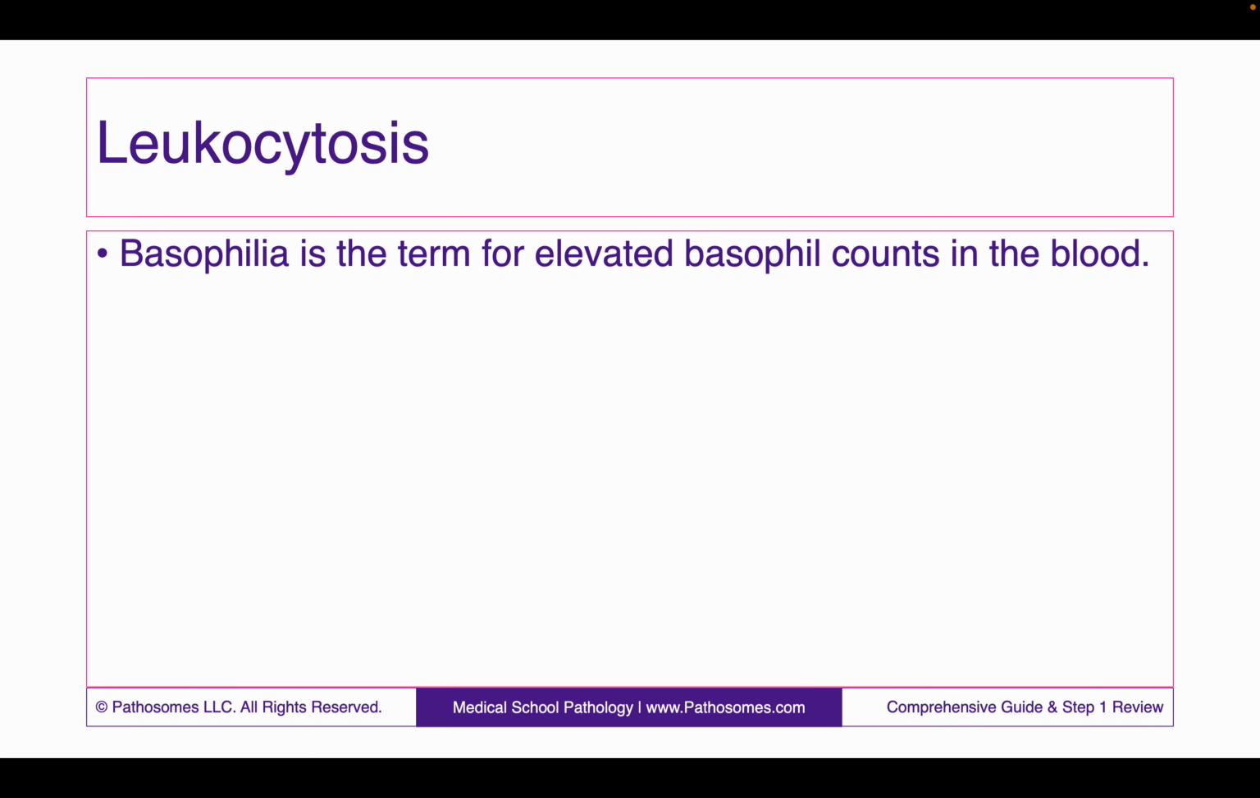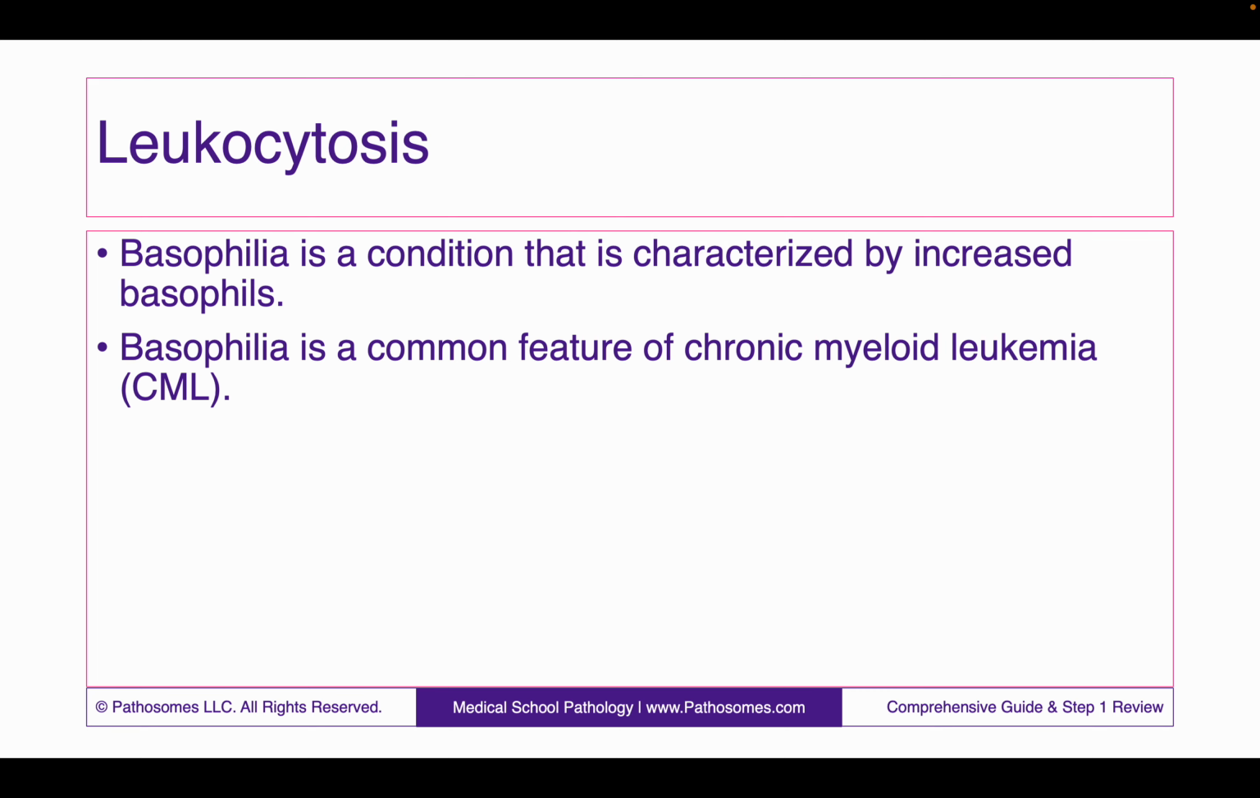Basophilia is the term for elevated basophil counts in the blood. Basophilia is a condition that is characterized by increased basophils. Basophilia is a common feature of chronic myeloid leukemia. Remember that.